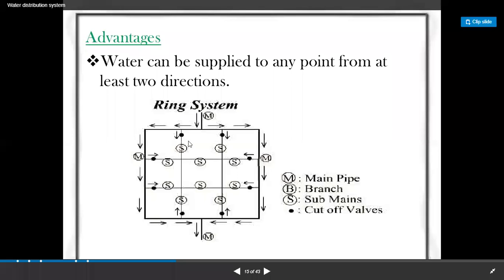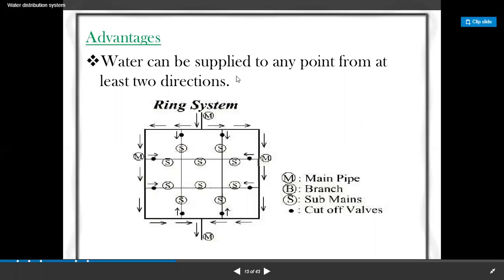See, it is a ring system. In the ring system, the water mains are provided on the outer periphery. Then from these water mains, the sub mains are provided at some interval in the rectangular shape. Then for those sub mains, the branches are provided in these small rectangles, and for every sub main a cutoff valve is provided.